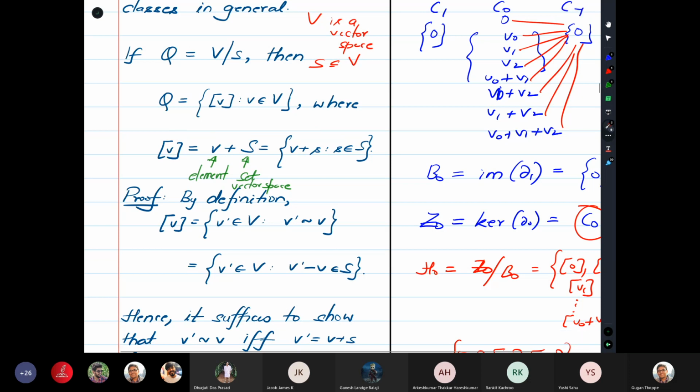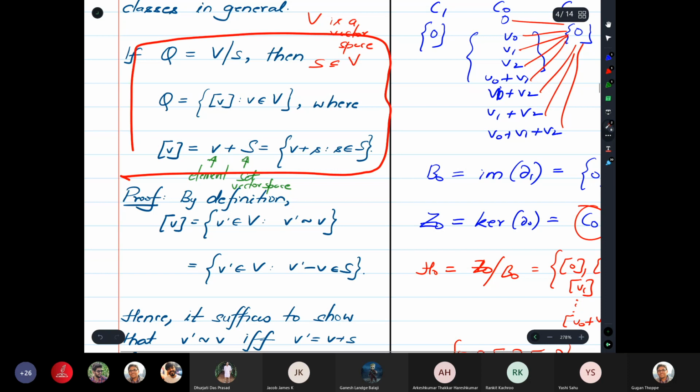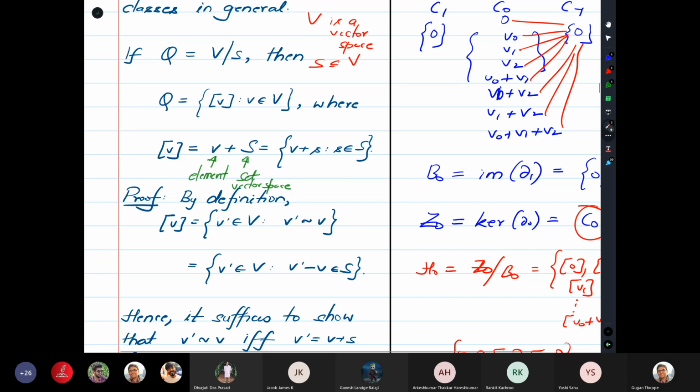Okay, so let me pause here for a second or two. If you have any questions with regards to the description or the definition or what this claim is trying to tell us, okay, please go ahead and ask. All right, so I don't see any raised hand, so maybe we can advance with the quick proof.